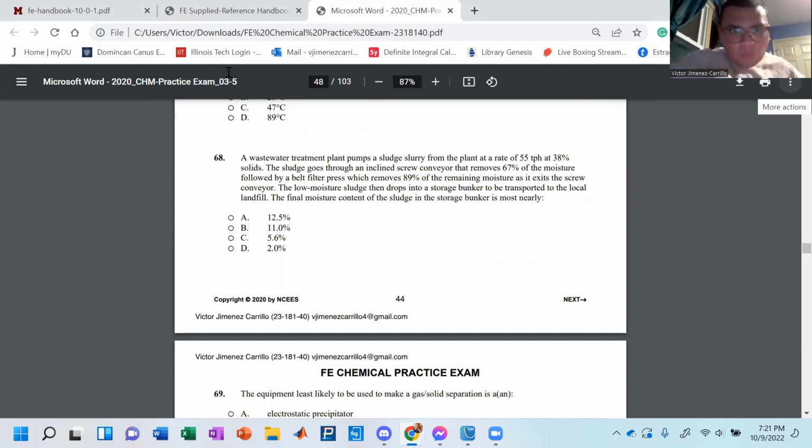Problem 68 says wastewater treatment plants pump sludge slurry from a plant at a rate of 55 pounds per hour at 38% solids. The sludge goes through an inclined screw conveyor that removes 67% of the moisture, followed by a belt press filter that removes another 89%, and the remaining moisture exits the screw conveyor. The moist sludge then drops into a storage bunker and is transported to the landfill. The final moisture content of the sludge in the storage bunker is nearly blank.